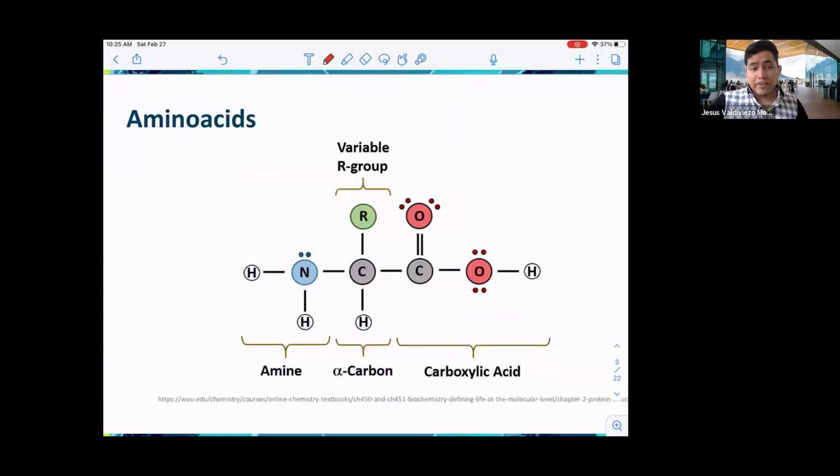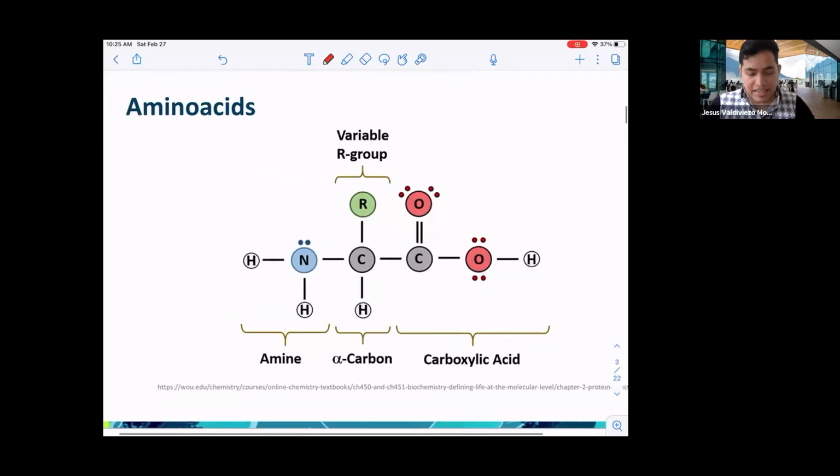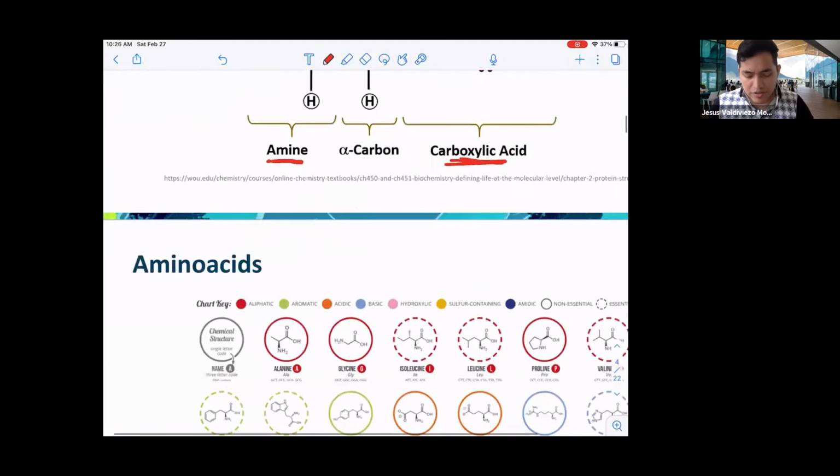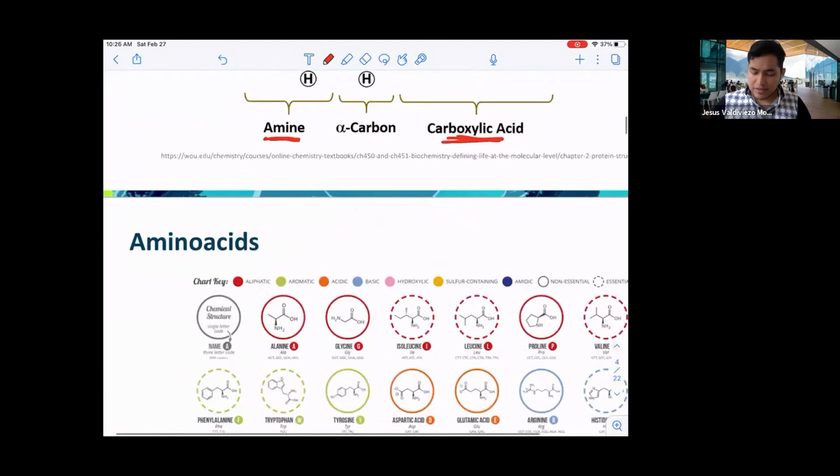So proteins are made of amino acids, and the concept of amino acid is very, very simple. It's a molecule that contains, as the name says, an amino group and a carboxylic acid. And that's pretty much all we need to know about amino acids. They have these two particular groups. And the way we start building proteins is through what is called a peptide bond. We're going to see it in a few slides.